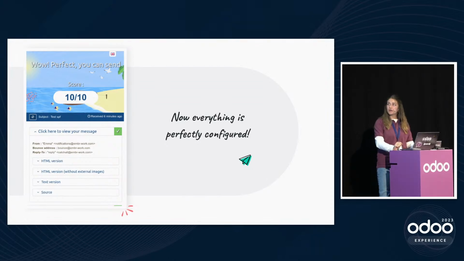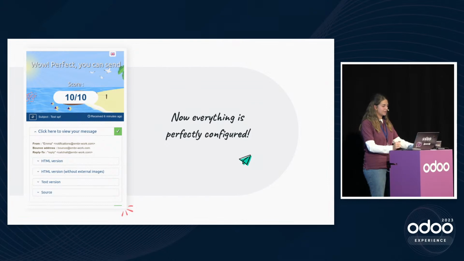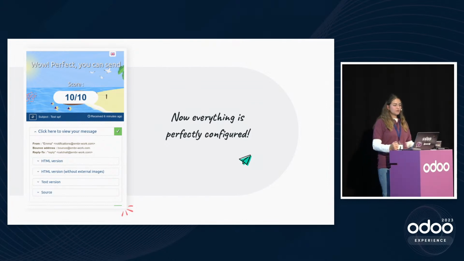So now I configured all my DNS records, and I have a 10 out of 10 if I test, a bit later, of course. So we saw how to configure your DNS records that will act like security guards for your emails. Now my emails will unlikely finish in the spam folder and will reach their recipients properly.